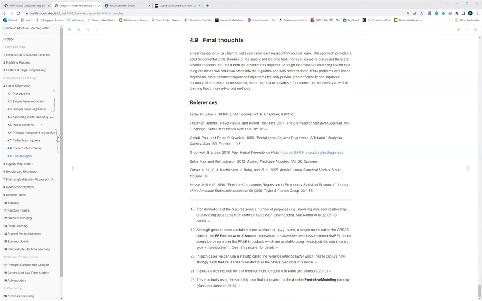There are also other ways to understand the relationship or predict our outcome variable, like principal components or partial least squares, and feature interpretation. These are also possible ways to develop our model further to get more accurate predictions. So that's the thing. And then this is the end of chapter 4.